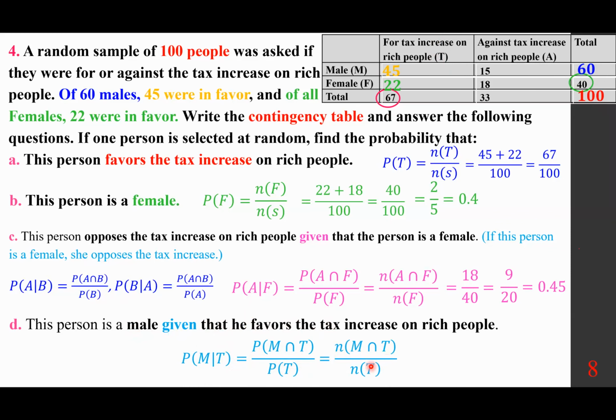Again, as I said, I like to start with the denominator. So what comes after the given? Those who favor the tax increase. Therefore, the total size, those in favor, 67 is the new sample space, is the new denominator. Out of those that are in favor, how many are males? So in this column, how many are males? 45. So the answer is 45 over 67.